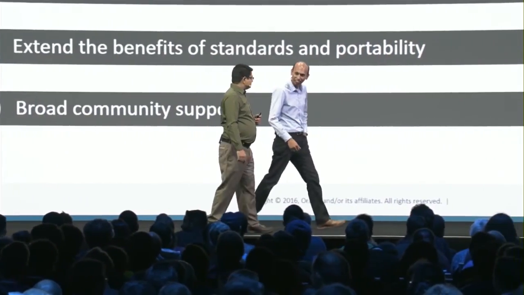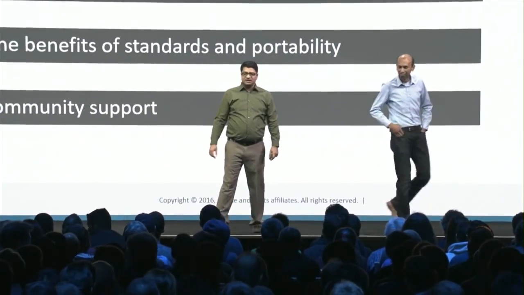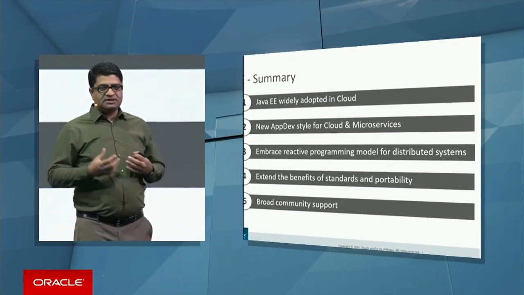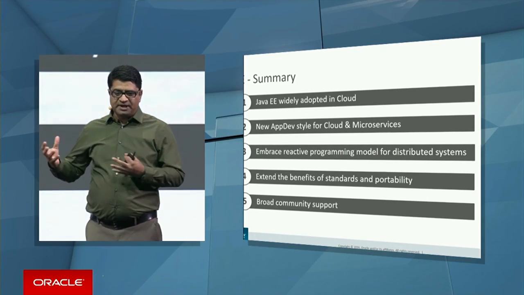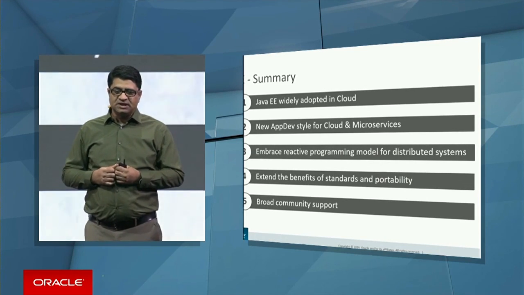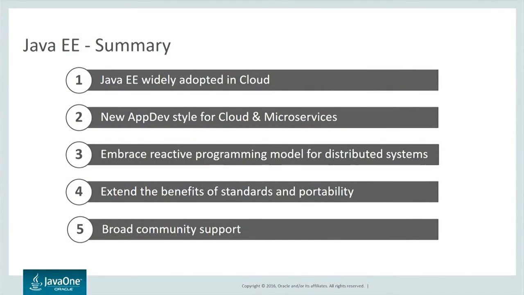All right. Thanks, Anil. Just to summarize, Java EE remains healthy and vibrant. It's very widely adopted. The new theme for Java is cloud and microservices. We are embracing the reactive programming model, so it will be introduced throughout the platform. And we are extending the benefits of portability and standards to this new paradigm of how you write applications. And we have broad community support around it.